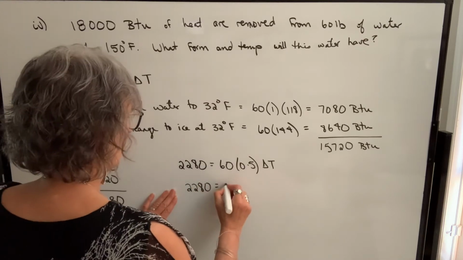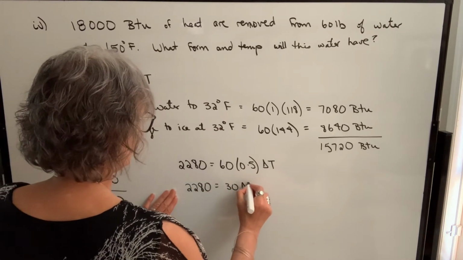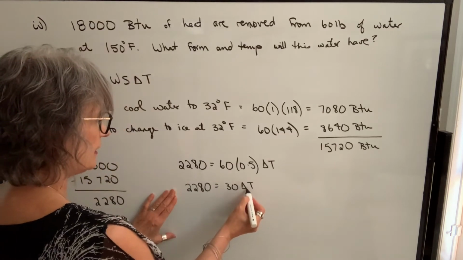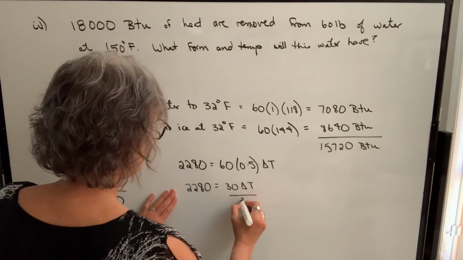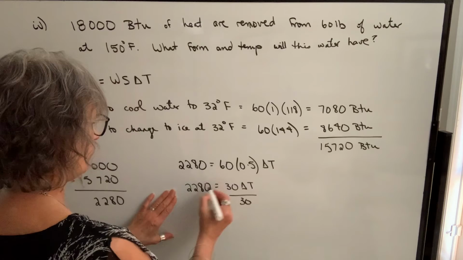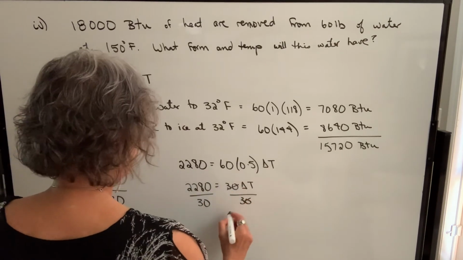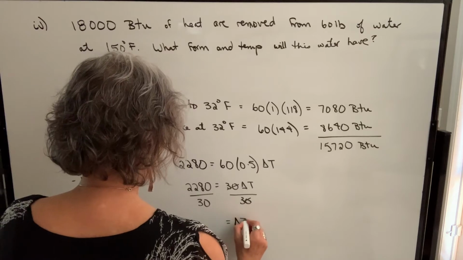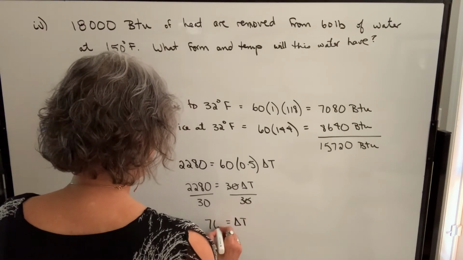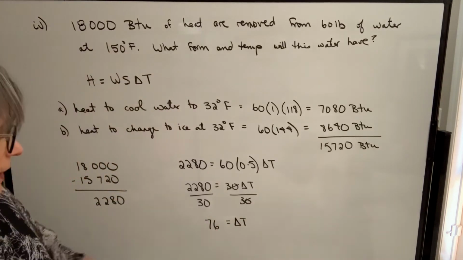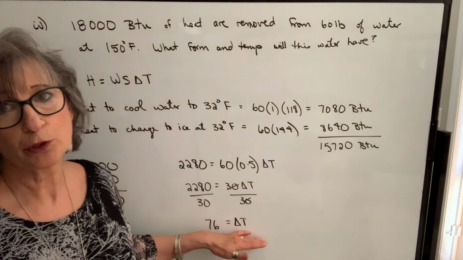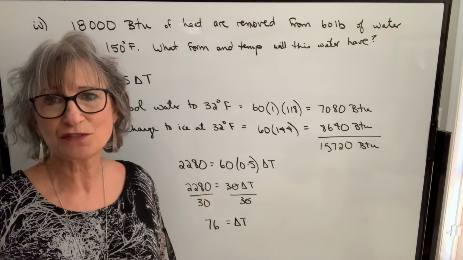60 times 0.5 is 30. And in order to isolate change in temperature, I'm going to divide by 30. What I do to one side of the equation, I have to do to the other side. 30 will cancel, and I will get change in temperature equal to 76 degrees Fahrenheit. So that's how much the temperature of the ice will decrease from 32 degrees Fahrenheit.